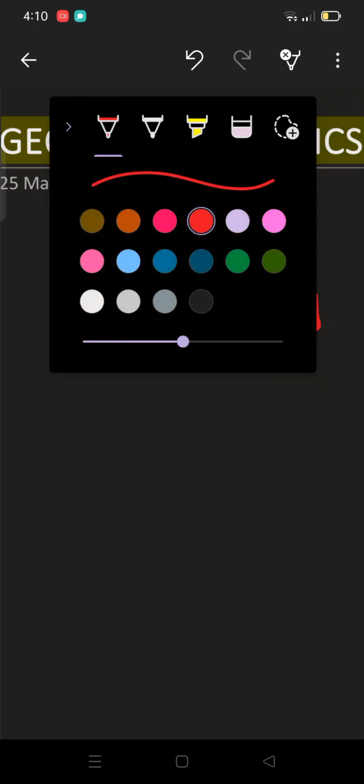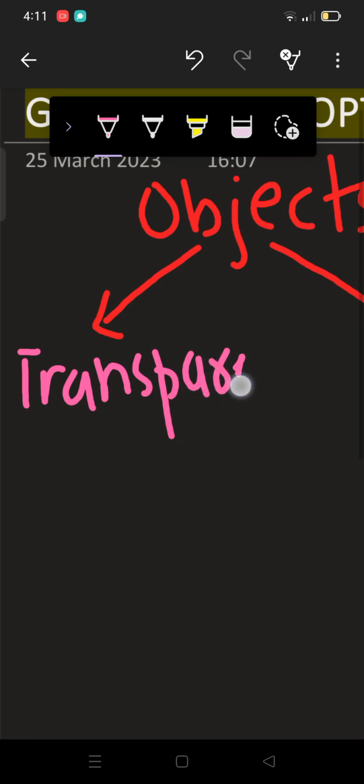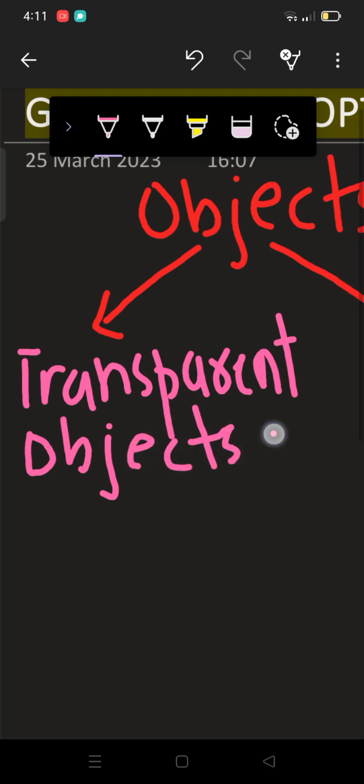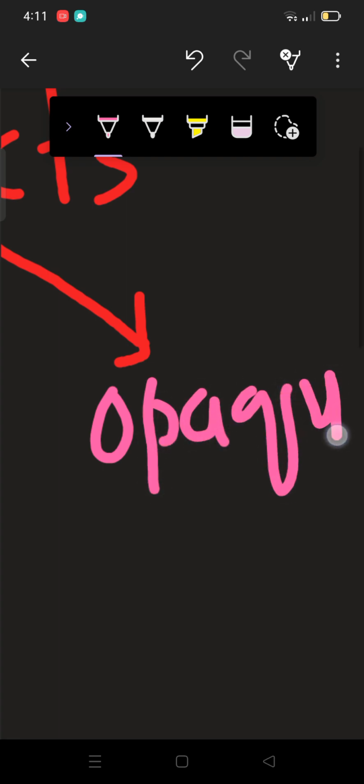Okay, so in today's video we will be talking about geometrical optics. We know that we have two types of objects. Here I am going to write objects, and we have two types of objects. We have transparent objects, and second, we have objects which are known as opaque objects.